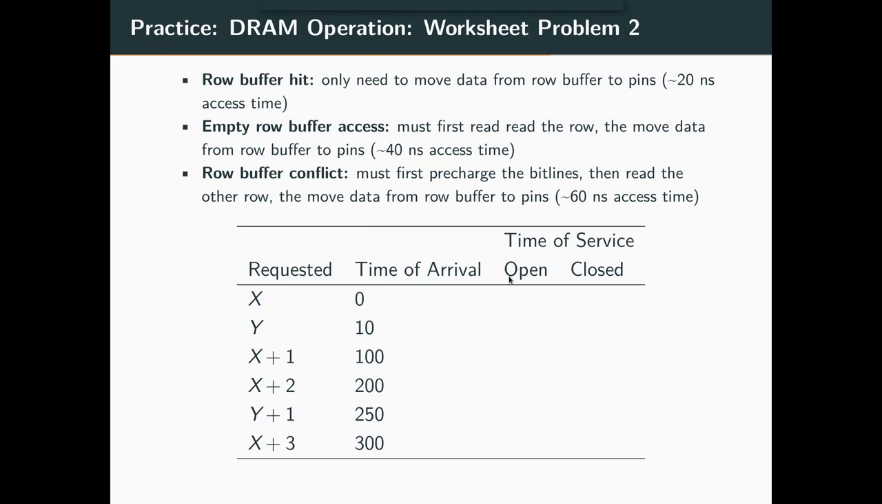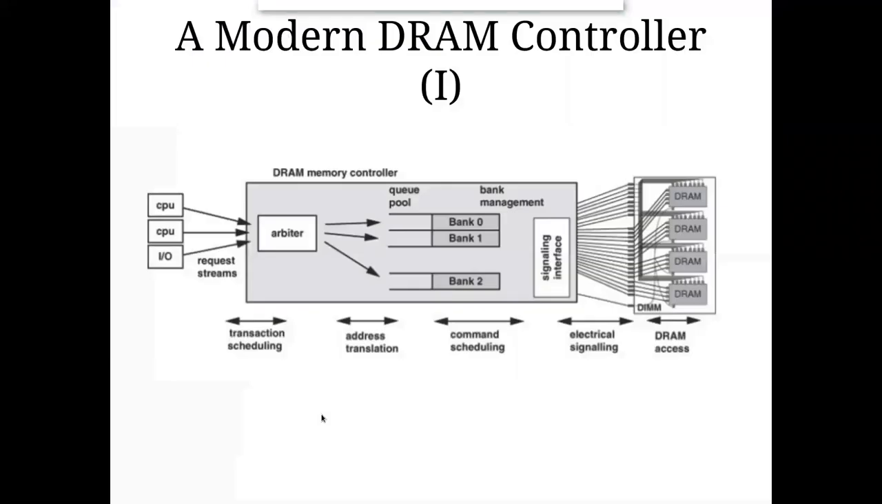So what if we were able to rearrange these memory accesses? So maybe all of the X's happened at once. We got a bunch of row hits. It takes 20 nanoseconds on all of them, and then we do all of the Y's. And then it'll take 60 nanoseconds for the first one, but then it'll take 20 nanoseconds to do the second one and any subsequent Y accesses. So that's an idea. We're going to see that's not easy though, for a variety of reasons.